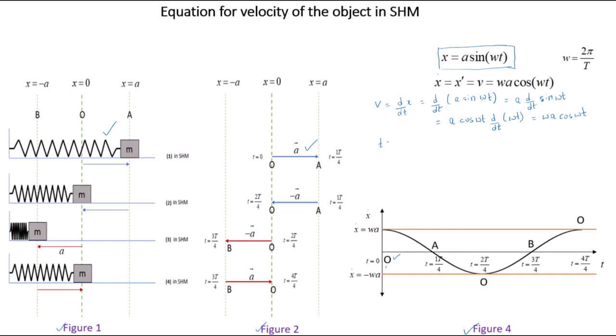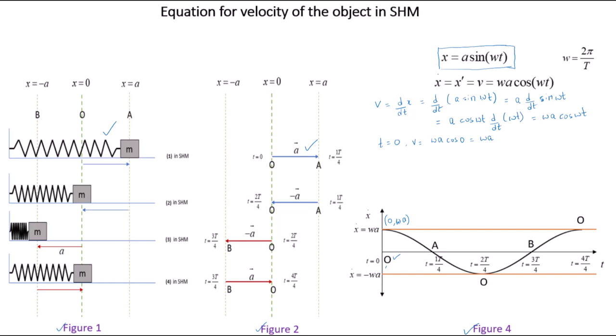So at time t equal to 0, what is the velocity? Velocity will be given by omega a cos 0. And we know that cos 0 is 1, so this will be equal to omega a. Therefore, for the position O, the coordinates will be (0, omega a). That is also the maximum value of the cosine curve.